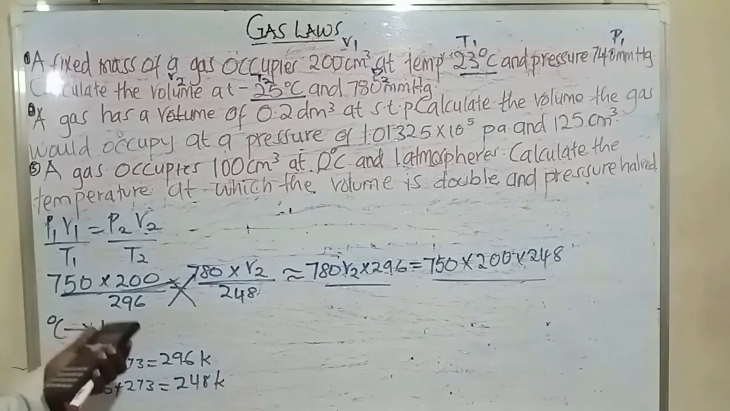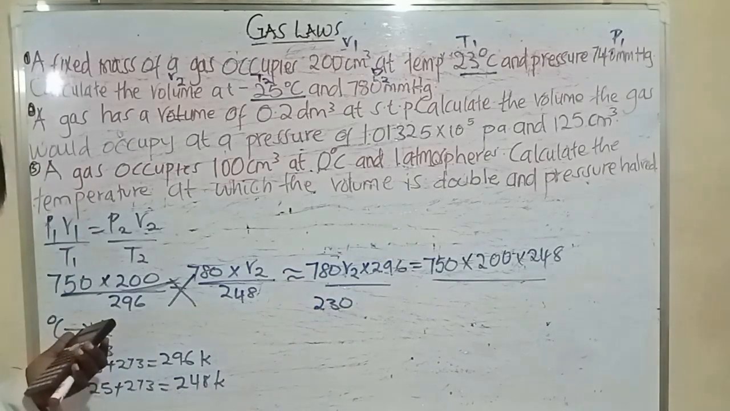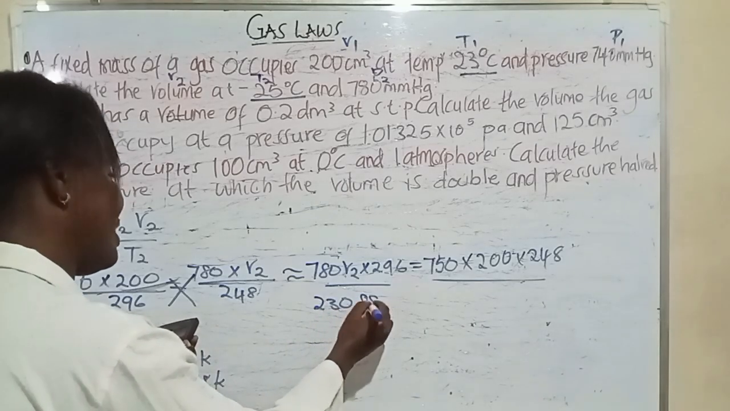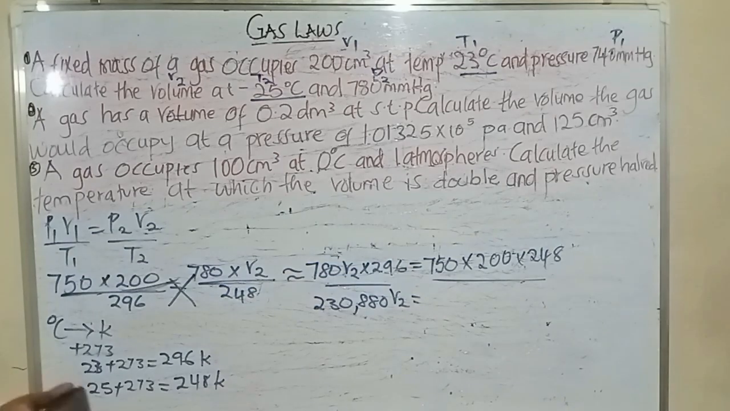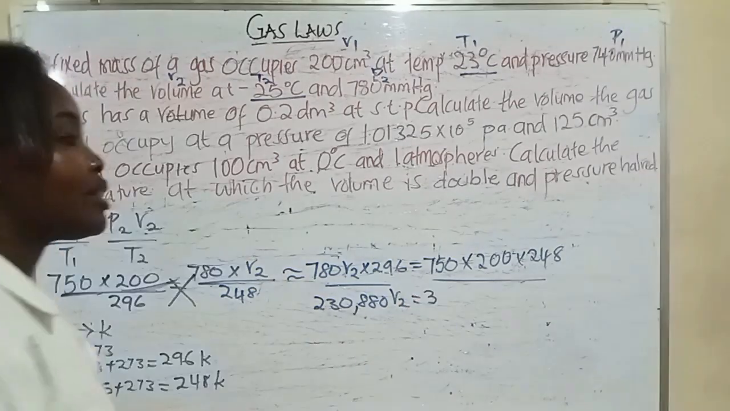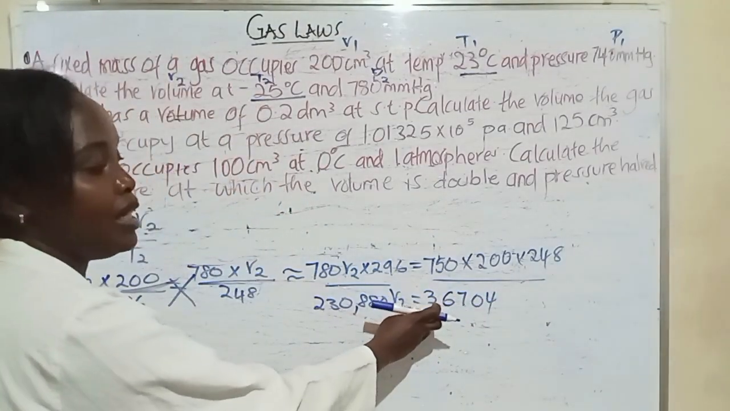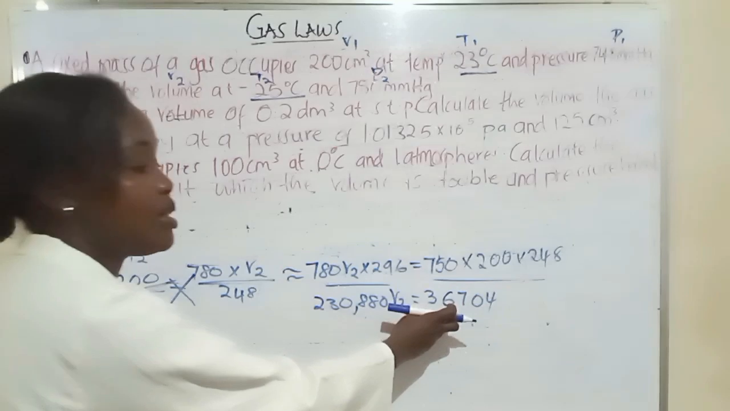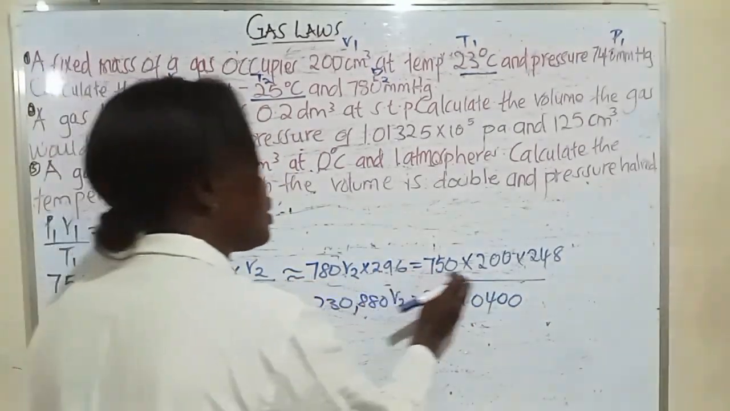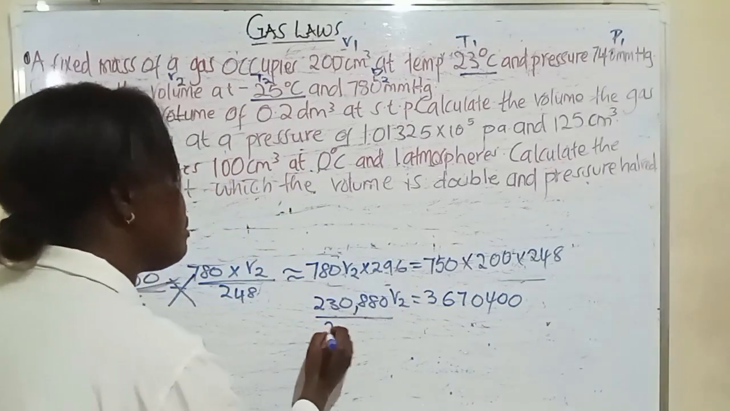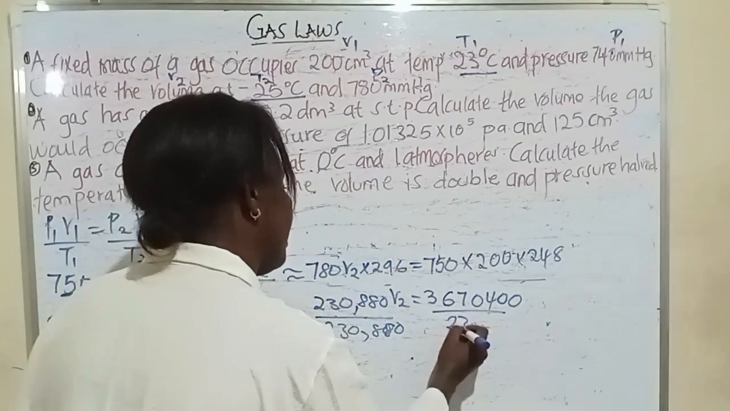When you work this out, you're going to get 230,880 V2 is equal to 3,670,400. So you make V2 the subject of your formula, which is going to be, you divide by 230,880 on both sides.